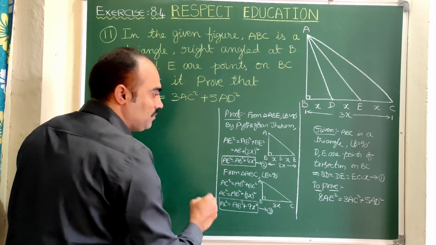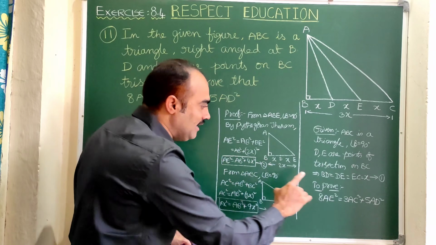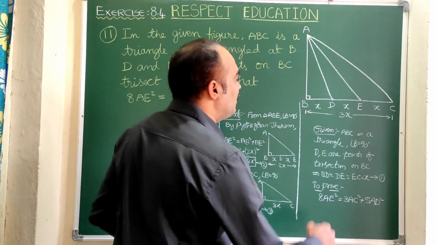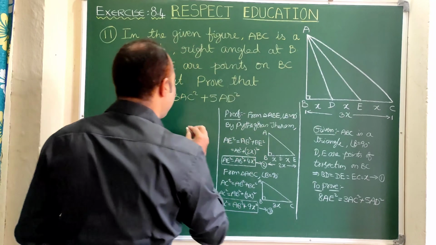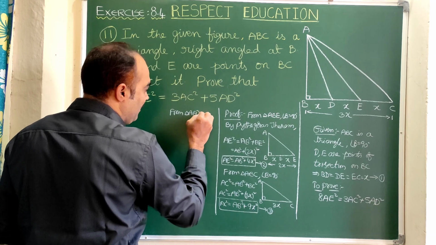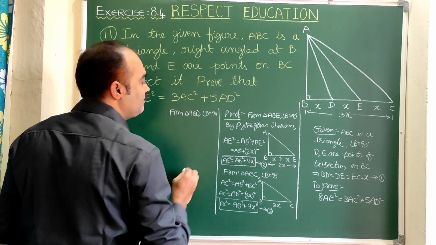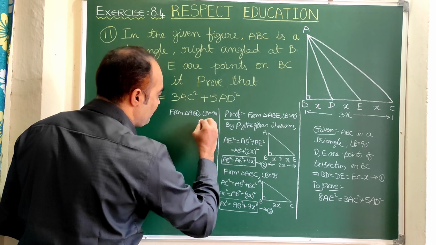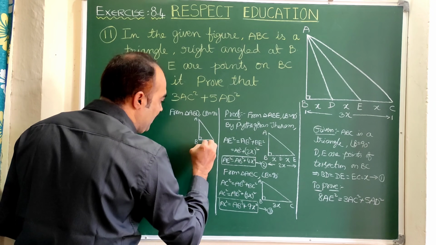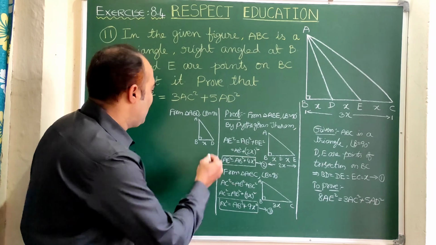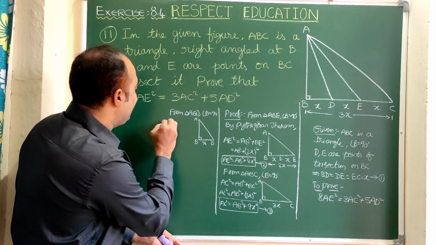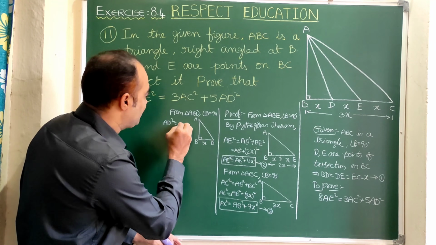Now here you observe AE square is required, that is ready. AC square is required, that is also ready. Now we are in need of AD square. For this we need to take triangle ABD. So here from triangle ABD where angle B is equal to 90 degrees, here angle B is 90, this is D, here is A, and BD is x as you know. So let us apply Pythagoras theorem here. Here we can write AD square is equal to AB square plus BD square.